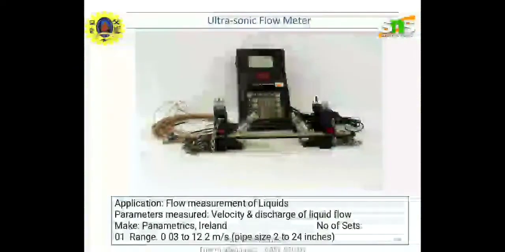This is the ultrasonic meter. Its application is measurement of liquid. Parameters measured are velocity and discharge of fluid flow, magnetic and its airline manufacturing. The range is 0.03 to 12.12 meter per second.